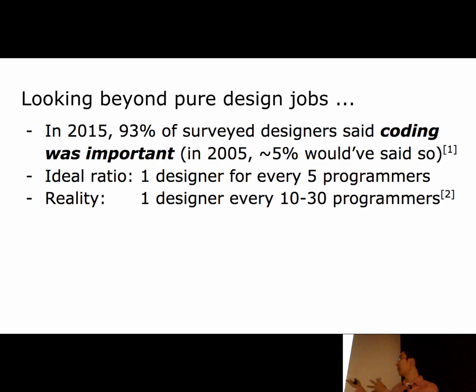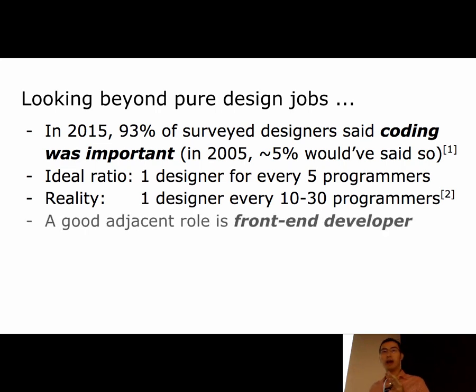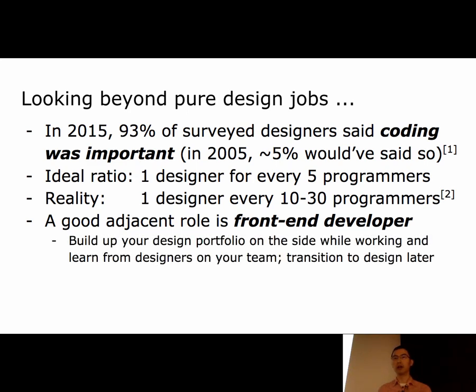And you need a lot more people to do programming and deployment and all the engineering work. That's just a lot more labor intensive. Because of that, a good adjacent role is a front-end software developer, web developer, or mobile developer. Front-end basically means you're doing the user-facing parts, like user interfaces and interactions, and you're writing code.